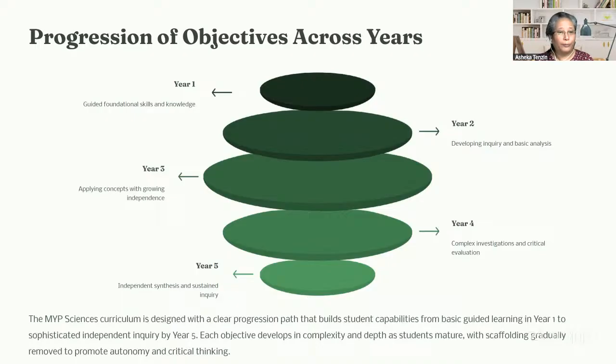So students will be able to write their own research questions and come up with a properly designed experiment. So if you see over here, the sciences curriculum is designed with a clear progression path where you start from basic guided learning in year 1 to becoming an independent learner in year 5. Okay.